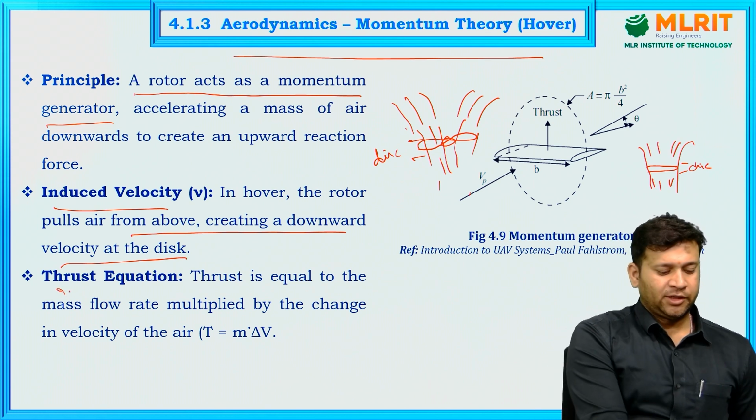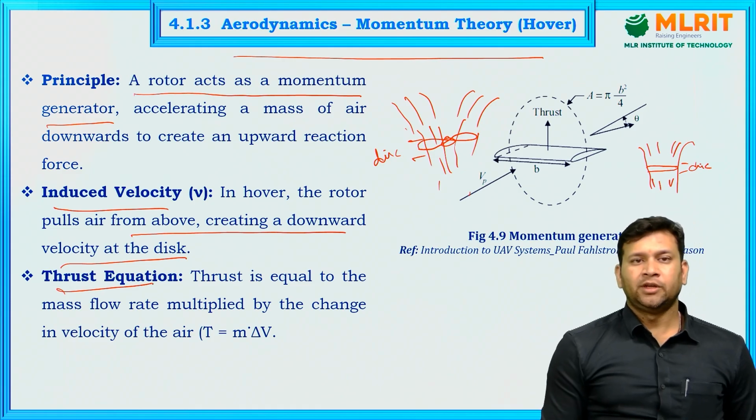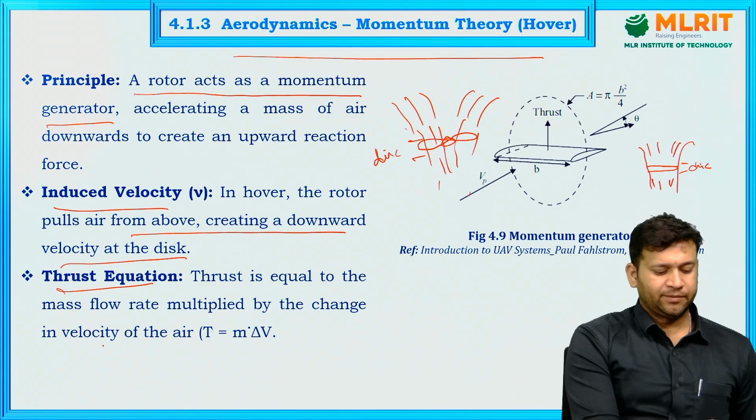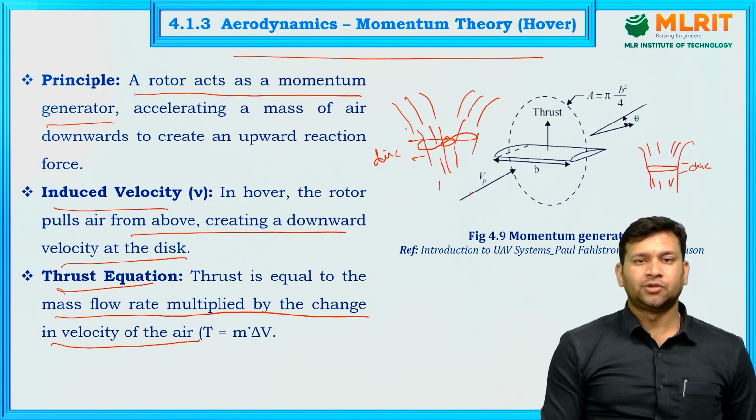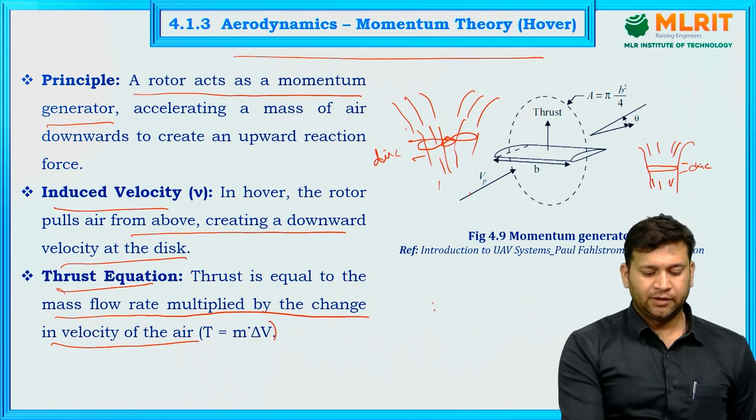Because of the thrust equation, thrust is equal to the mass flow rate multiplied by the change in velocity of the air. Mass flow rate multiplied by the change in velocity of the air, that is T equals m dot delta V.